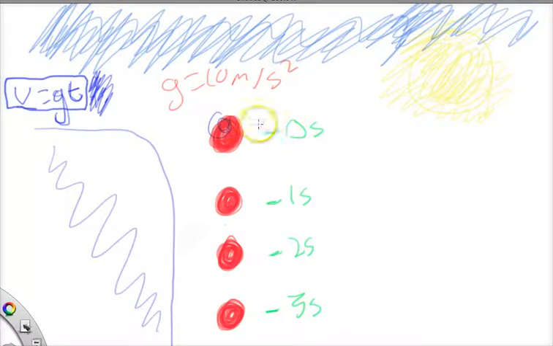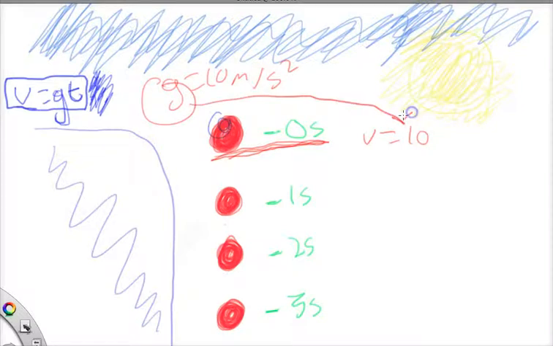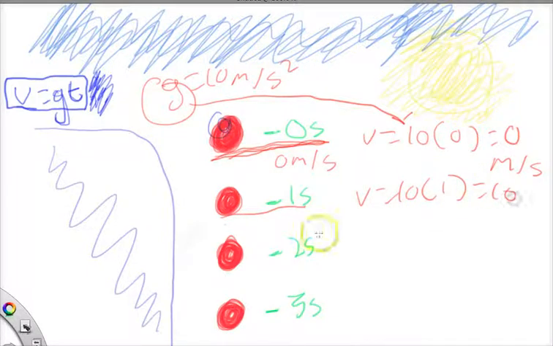Let's plug in some numbers. What's the velocity of this ball at 0 seconds, when it hasn't started falling yet? Velocity is equal to 10 times 0, which is 0. So at 0 seconds, it's at 0 meters per second. Now at 1, v is equal to 10 times 1, which is 10 meters per second. At 2, 20, and at 3, 30 meters per second.